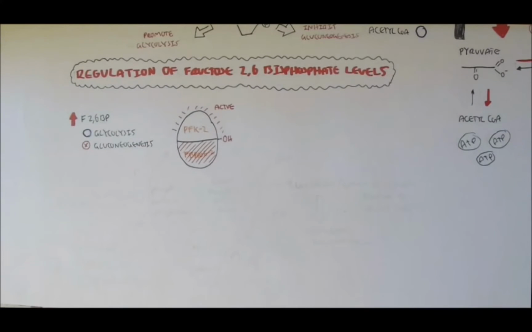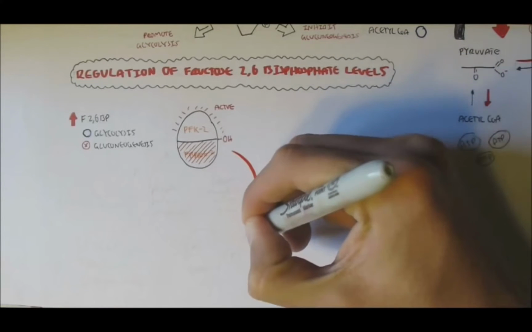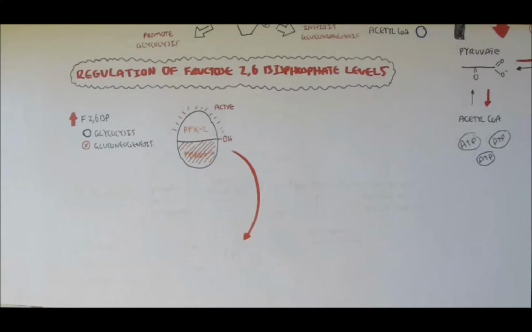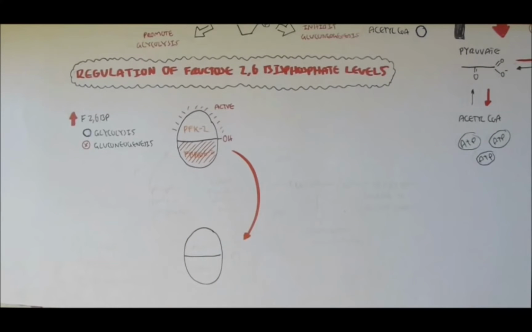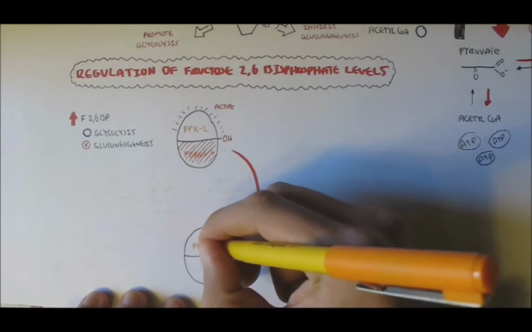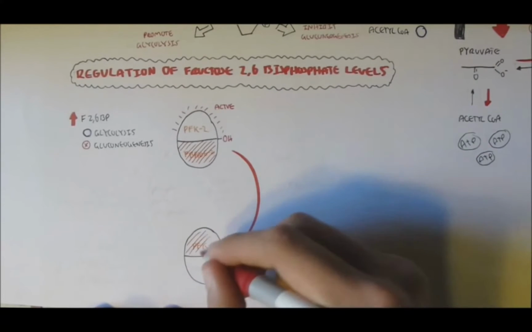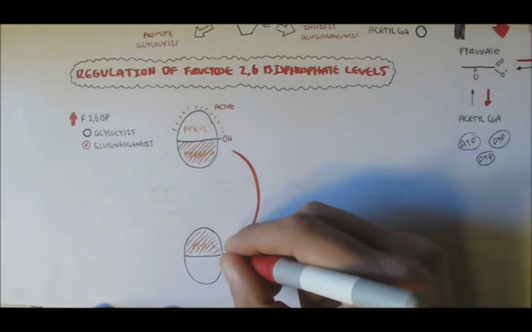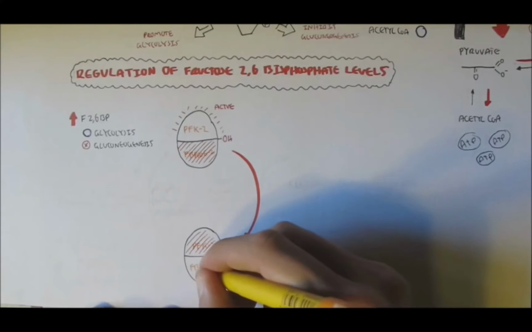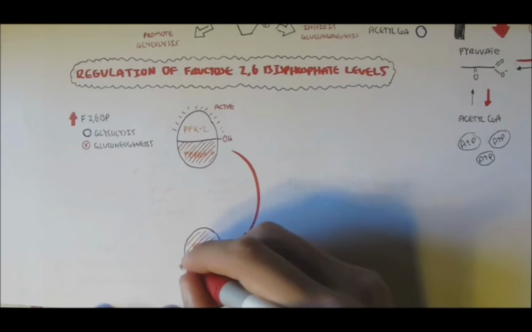FBPase-2 is inactive because the whole enzyme is not phosphorylated, so it contains a hydroxyl group, as you can see. Now, this stimulates phosphofructokinase 2, which increases the synthesis of fructose 2,6-bisphosphate and therefore stimulates glycolysis. Of course, if fructose 2,6-bisphosphate concentration is too high, this egg enzyme will undergo phosphorylation by another enzyme, cAMP dependent protein kinase, and the egg will get the phosphate from ATP.